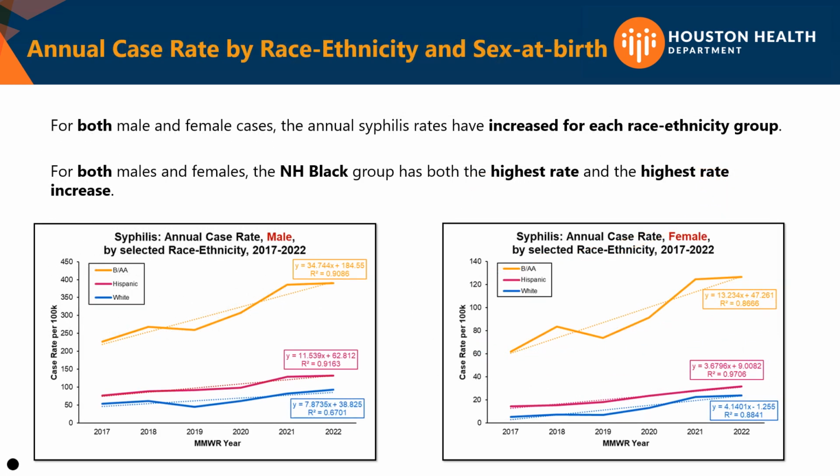Here we have race stratified by male and female, left representing male, right representing female, and we can see similar trends. Both male and female cases, the annual syphilis rates have increased for each race group. Both male and females, the non-Hispanic Black group has the highest rate.